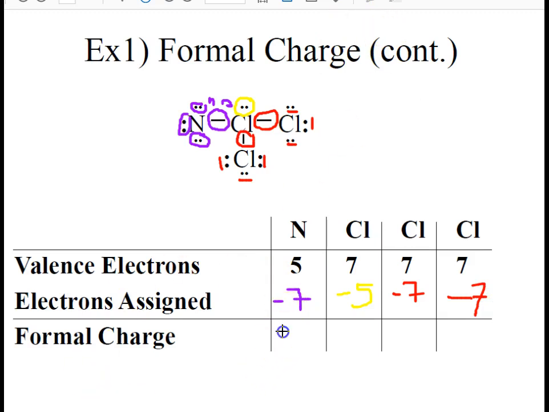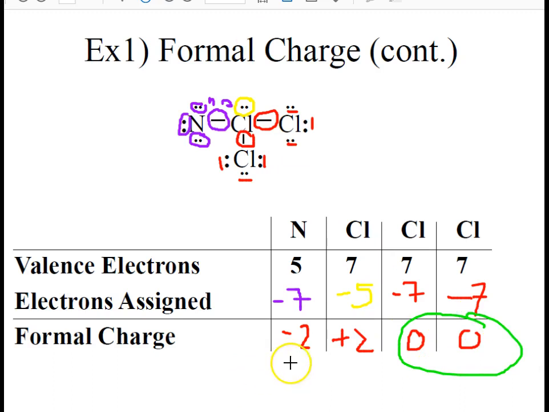So for the nitrogen, it would have a formal charge of -2. Chlorine would be +2. And each of these other chlorines would be 0. Now these two being 0, that is awesome. Okay? But these being -2 and +2, that's not really minimizing formal charge. Okay? Let's see if the other structure does a better job of that.